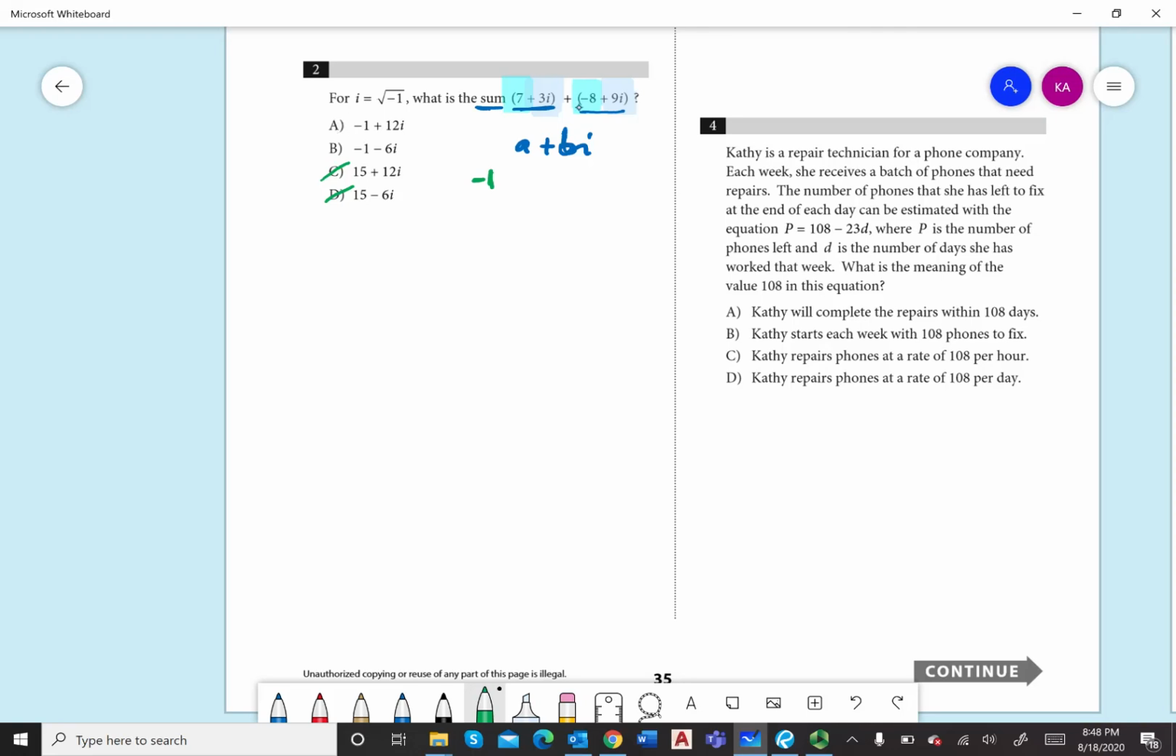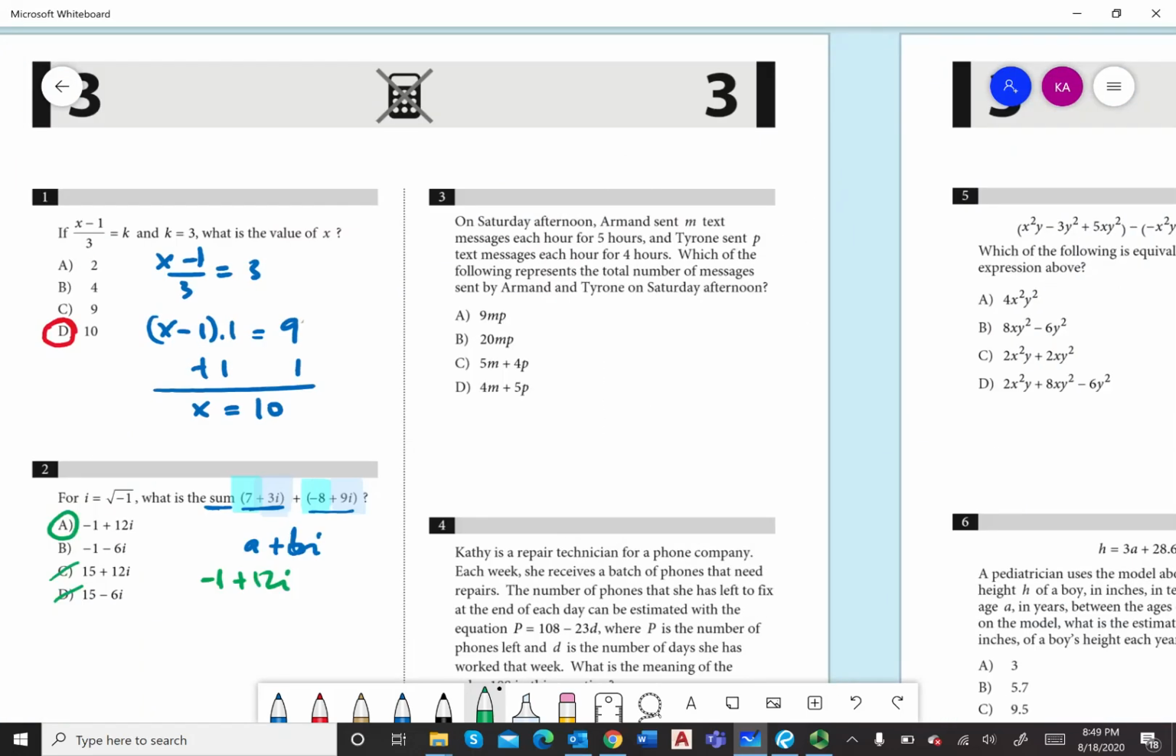So -1, and then we have 3i and 9i, which will give us 12i. So the answer is A. Okay, let's jump on to question number 3.